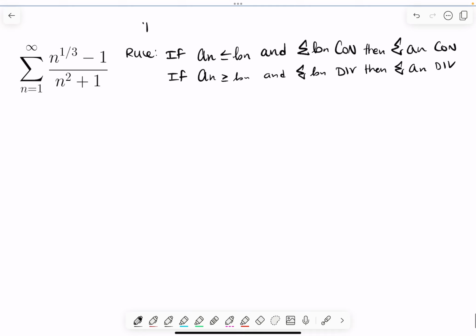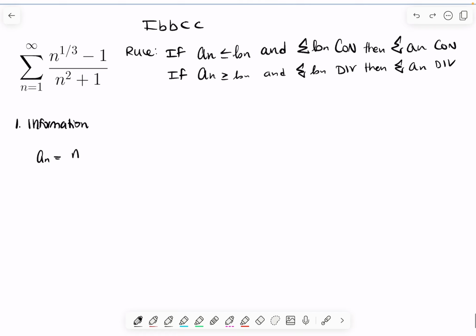Now DCT is I, B, B, C, C. I stands for the information that we know versus the information that we want. The information that we know is that A of n is equal to our sequence that's given here. The information that we want is our B of n. We want to know what our B of n is because we need another sequence to compare to for comparison tests, for direct comparison and limit comparison. So that's where the B comes in, which is, hey, find your B of n.